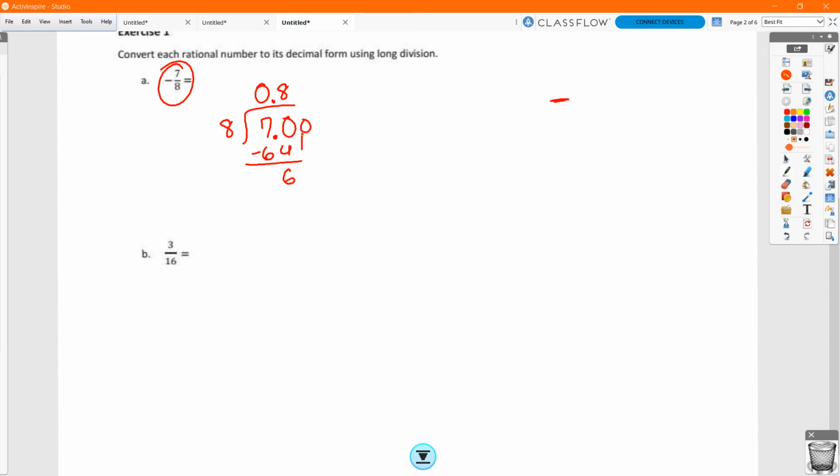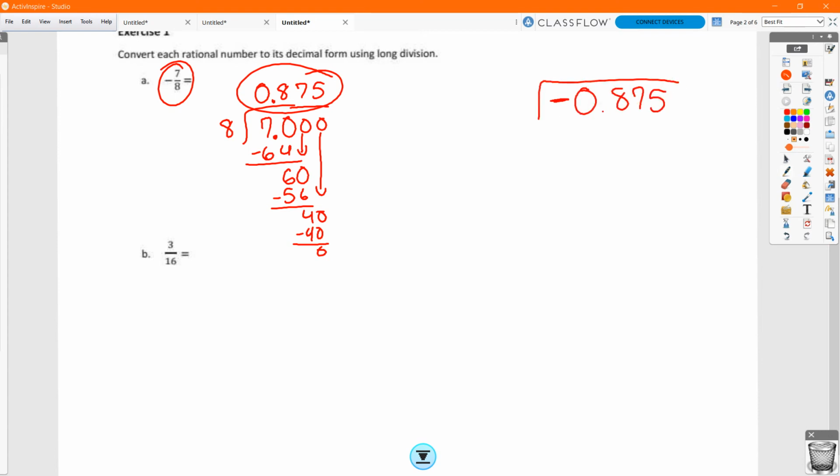We have to add a 0, bring down a 0, so 0 there. Well, we know 8 times 7 is 56. So we do 56 here. We subtract, we get 4. We add another 0, and we shoot it down. Now I've got 40. 8 can go into 40 5 times. 5 times 8 is 40. 40 minus 40 is 0. So I am done. 0.875 is my final answer. So it's a negative 0.875. There is my answer for part A.